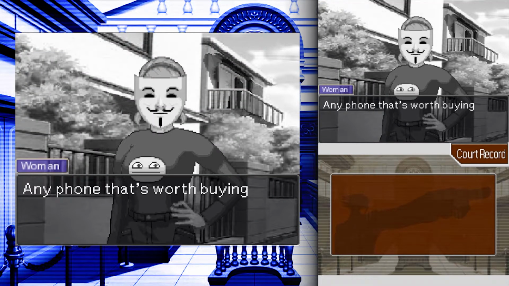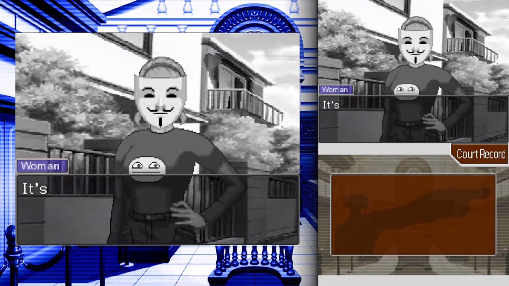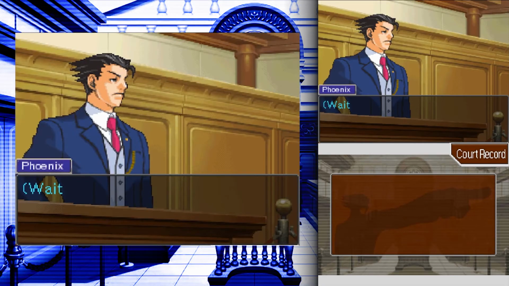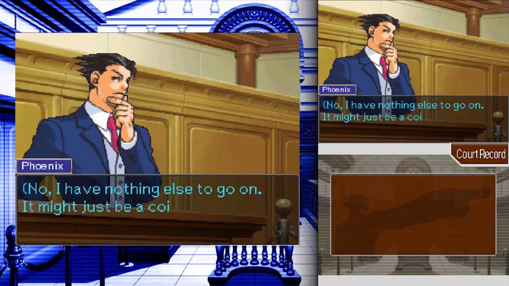Seriously? Any phone that's worth buying nowadays can access the internet. It's called Wi-Fi, Grandpa. Join the 21st century. Wait, could it be? I don't think we've seen any people who have phones. No, I had nothing else to go on. It might just be coincidence.